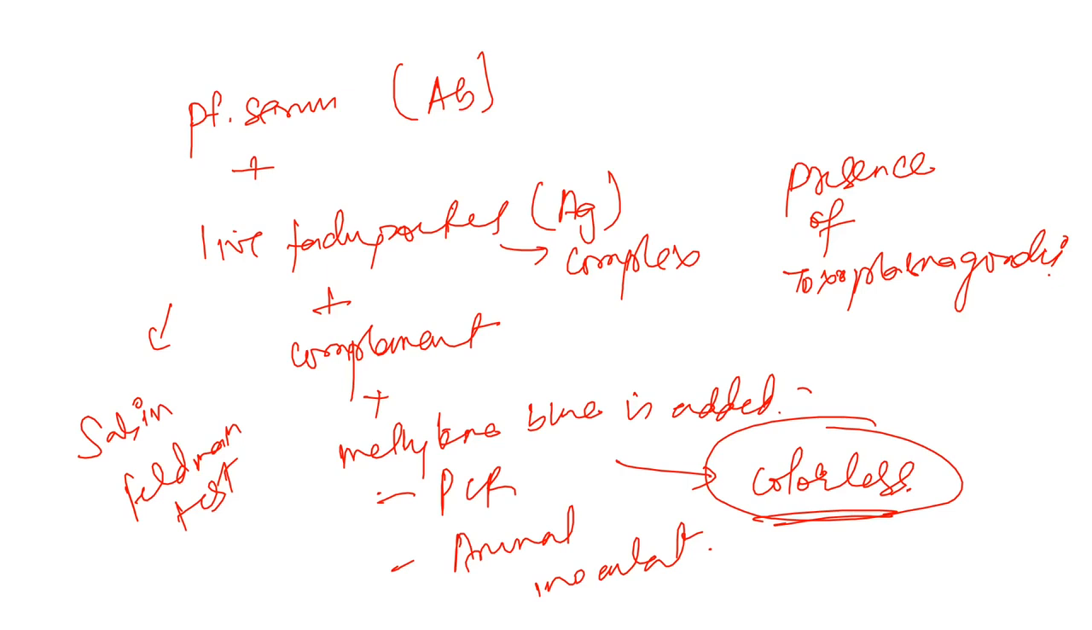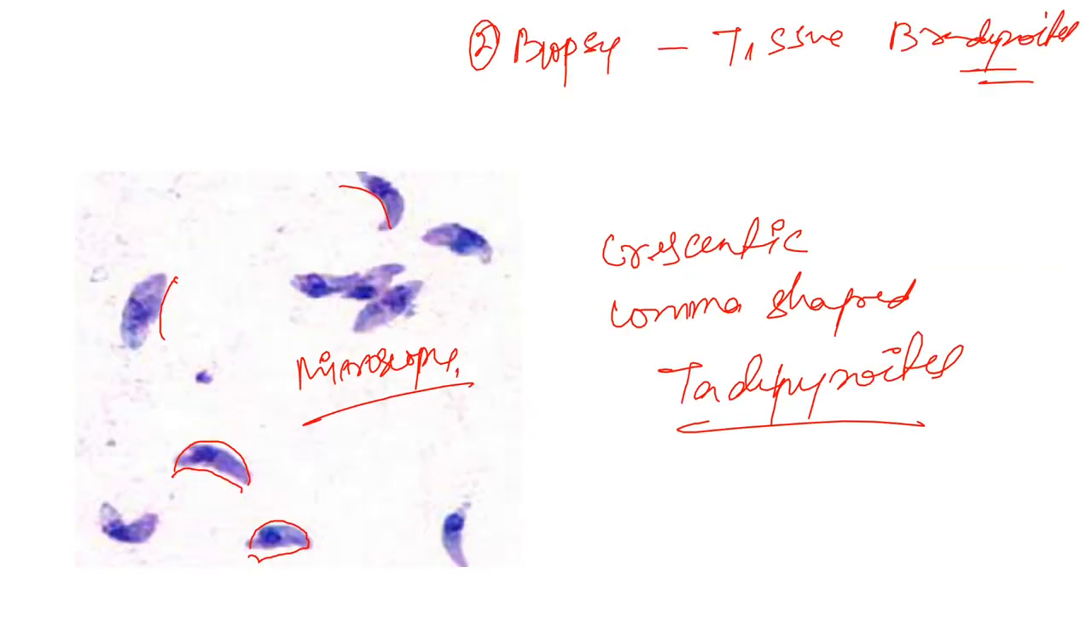In the definitive host, the sexual cycle occurs. The definitive host is the cat. Intermediate hosts are man and other mammals, goat, sheep, rat also. Then transmission. The most common mode of transmission is ingested food, food, water or soil contaminated with sporulated oocysts. That is the most important, most common. Later, tissue cysts containing bradyzoites also transmit.